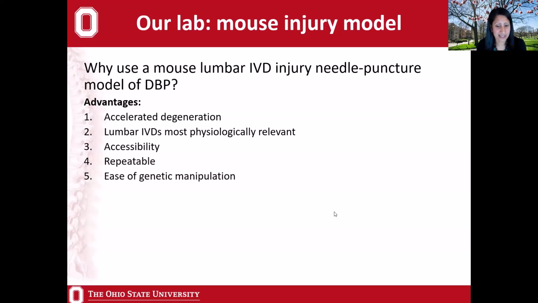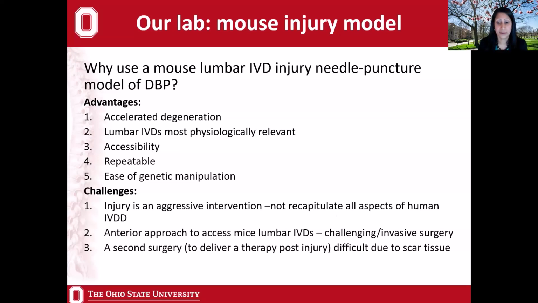However, that being said, there are limitations and challenges with any model we use, and I think we need to acknowledge that, right? So injury would be seen as more of an aggressive intervention. It doesn't necessarily recapitulate all aspects of human disc degeneration. We use an anterior approach, so we go in from the front of the mouse to access the lumbar disc. So this can be considered an invasive surgery.